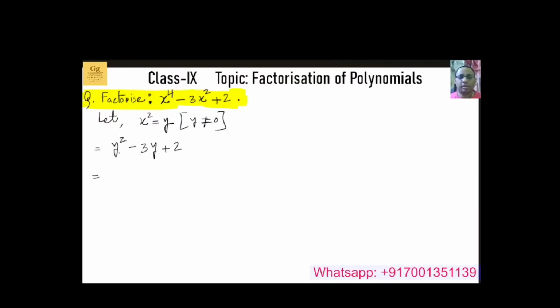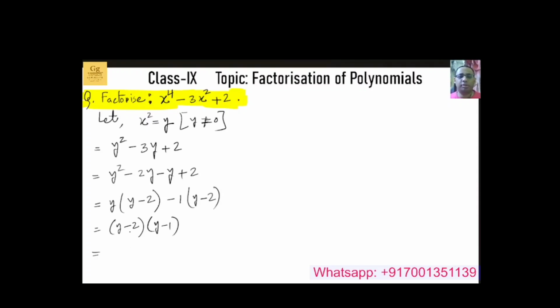So that means y square, if we do middle term the dissociation, y square minus 2y minus y plus 2, that will come. So now if we take y common from the first two places, then that will become y minus 2, and then if we take minus 1 common, that would become y minus 2. So now if we take common y minus 2, then y minus 1 is remaining. Okay, so just like that.